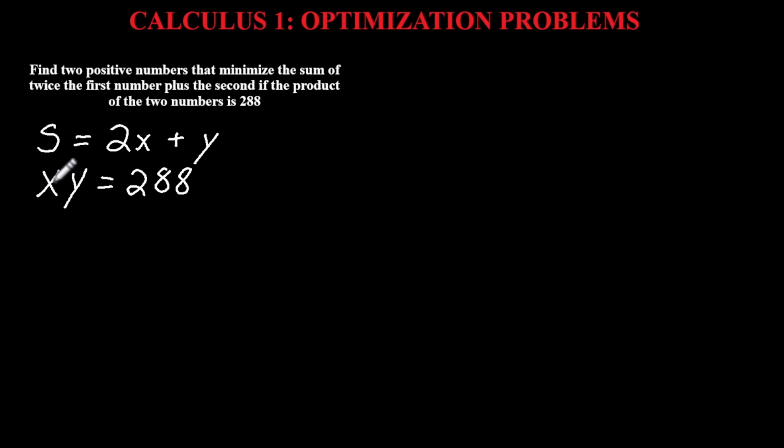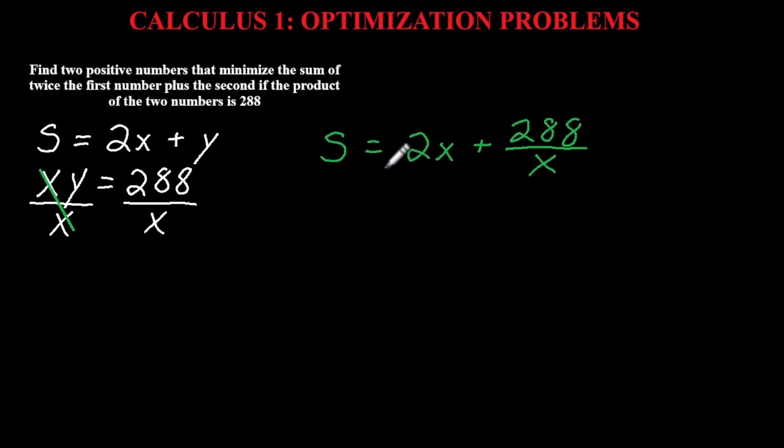So I'm going to solve this equation for y by dividing both sides by x. So y equals 288 over x, and I'm going to substitute that into the primary equation. Our goal is to ultimately create an equation with only one variable in it, and then we'll take the derivative of this.